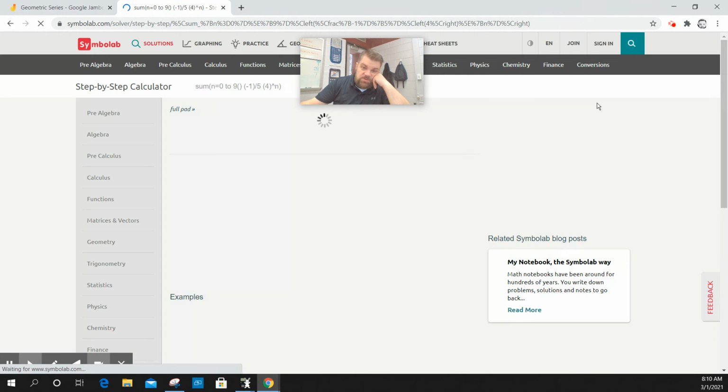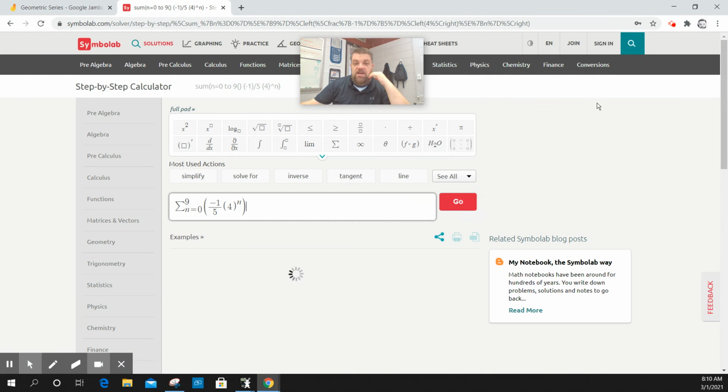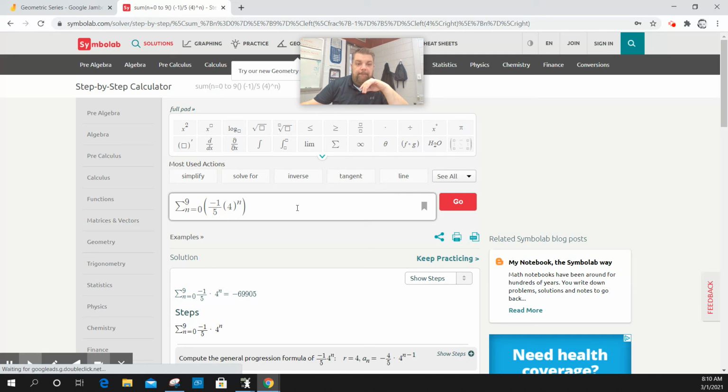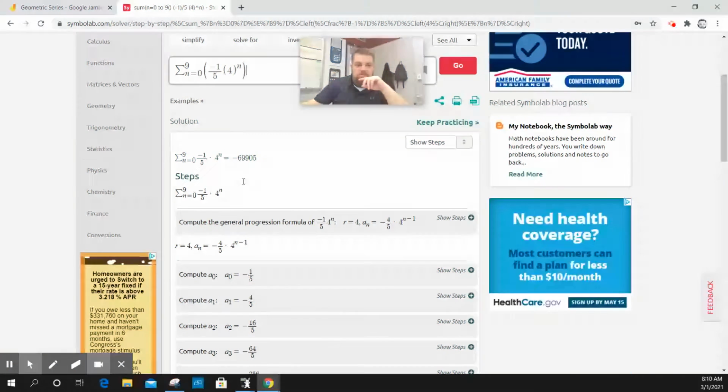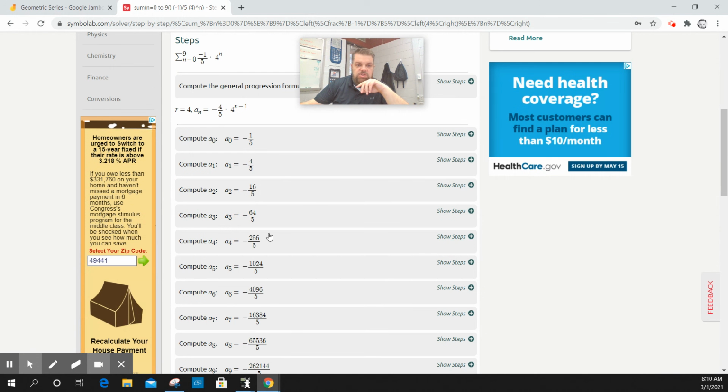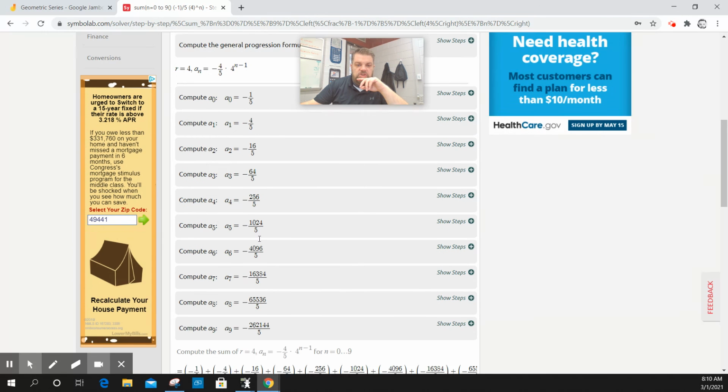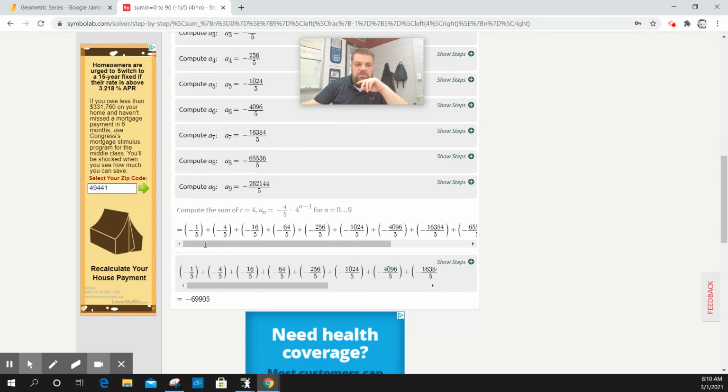And so I'm using this calculator because I know some of you guys don't have the TI-84 at home. And so you get the same answer right here. What's nice about this is it shows you all of the terms that are added up in the sum. So all these terms are added up in the sum. Okay, and that's it.